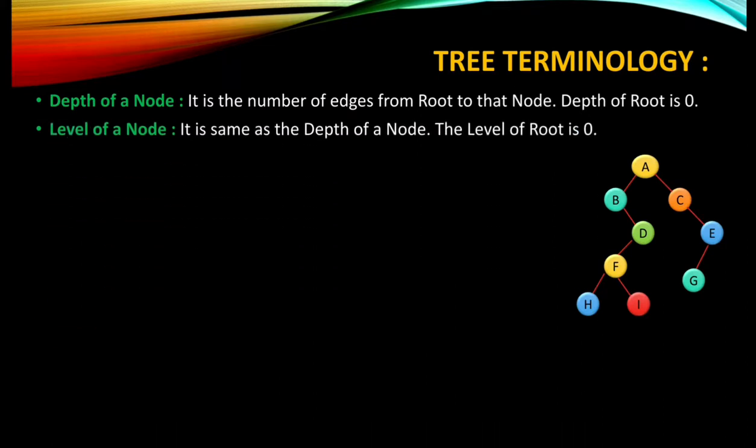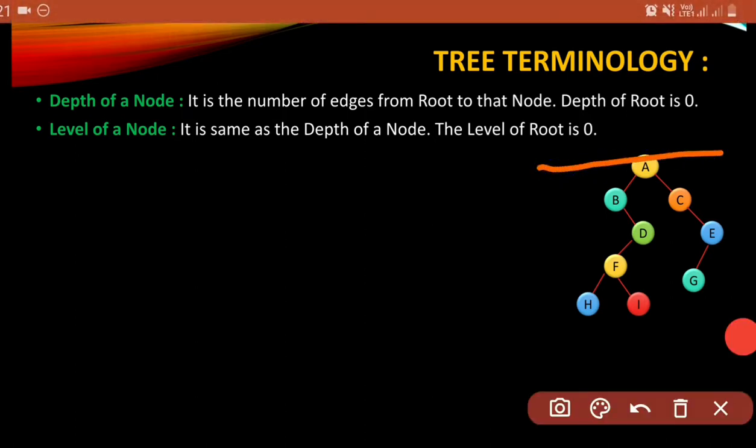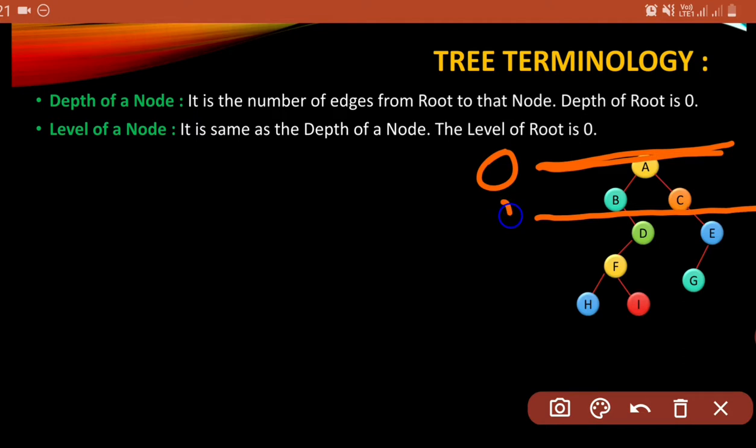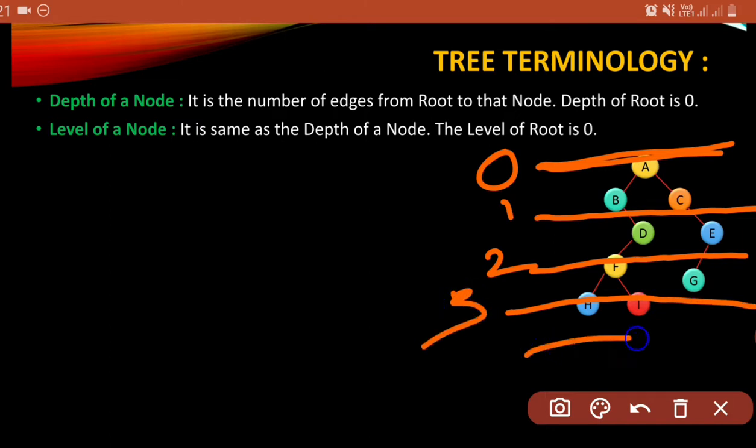Level. You have to keep in mind that the root node always starts from 0. The level of the root node is 0. Then the next line will be 1. The next line 2. Then 3. Then 4. See, in this way, the first level we are writing as 0. The second level we are writing as 1. The third level we are writing as 2. The fourth level we are writing as 3. And this one is the fifth level, we are writing as 4.